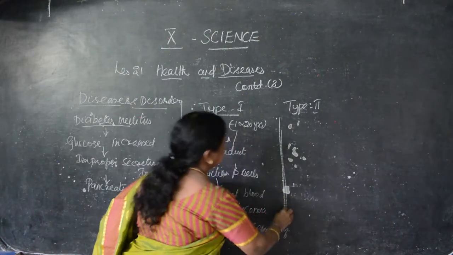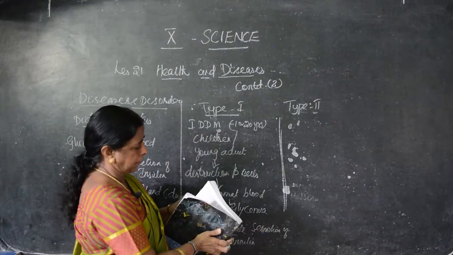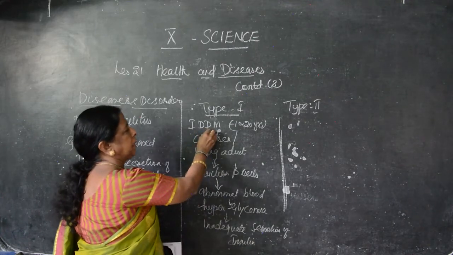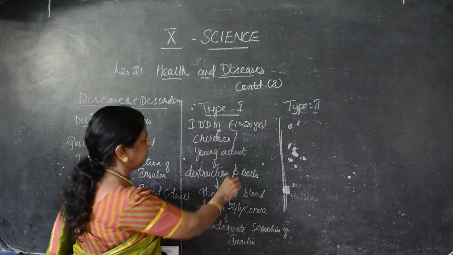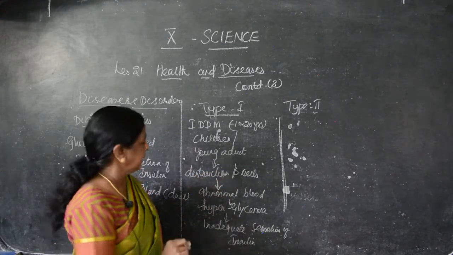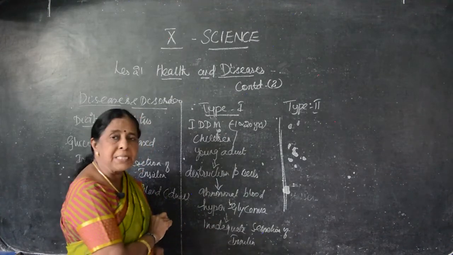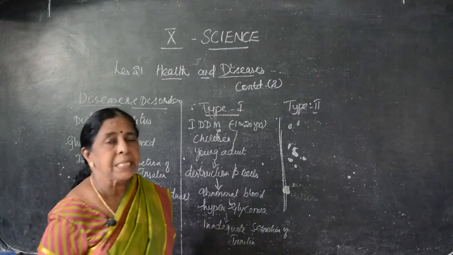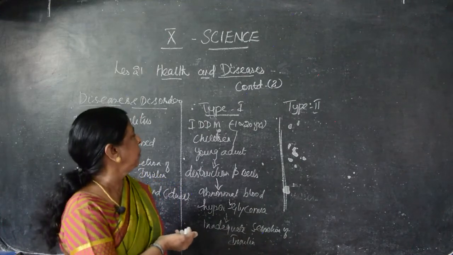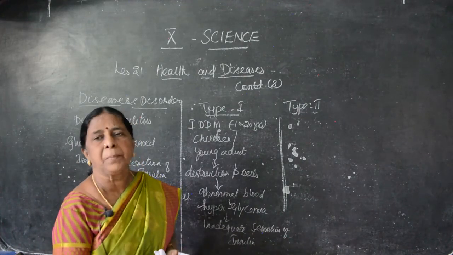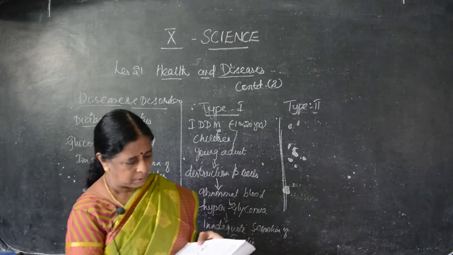Okay, type 1 over. We have seen this is known as insulin dependent diabetes mellitus. It's from children to young adults. Destruction of beta cells, I said, beta cells in pancreas. It's abnormal blood glucose level, otherwise known as hyperglycemia. This is inadequate secretion of insulin. So it is because insulin is less. That is why we say insulin dependent. Dependent means it is based on insulin. Okay?